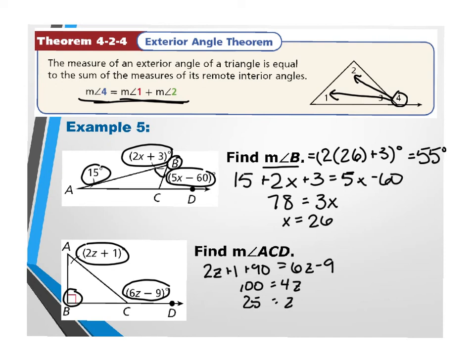Now plug that back in to find the measurement of ACD, into the 6z minus 9 right here. So 6 times 25 minus 9 is equal to 141 degrees. So that is using the exterior angles theorem to help us find angle measurements.